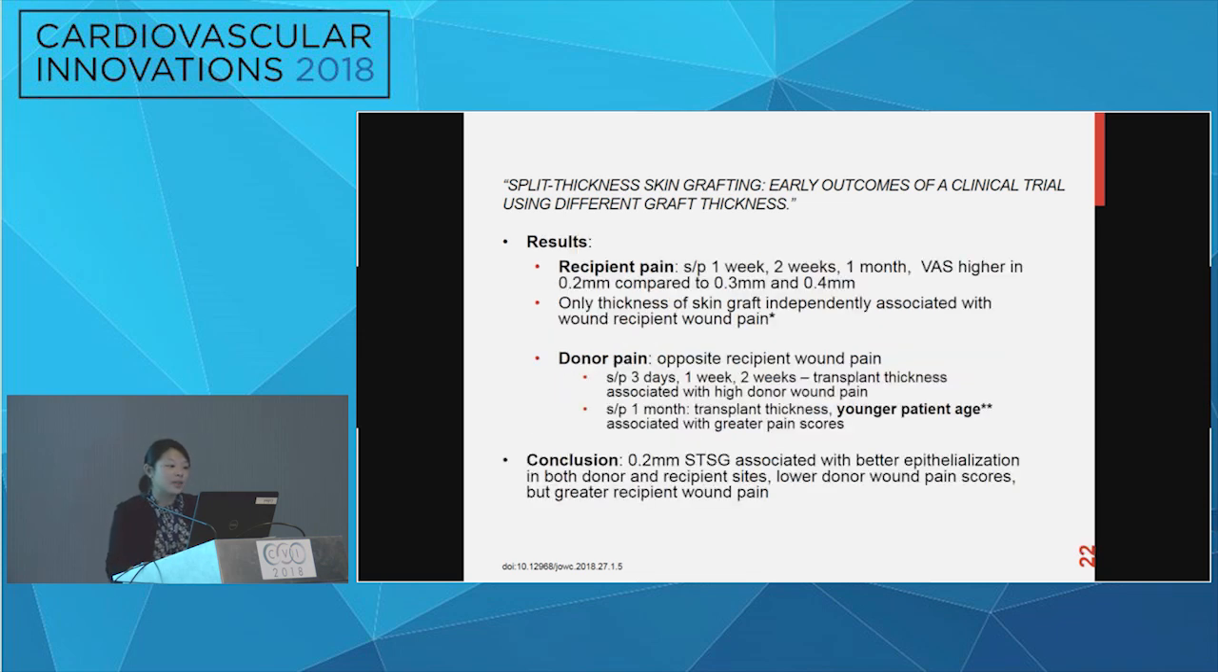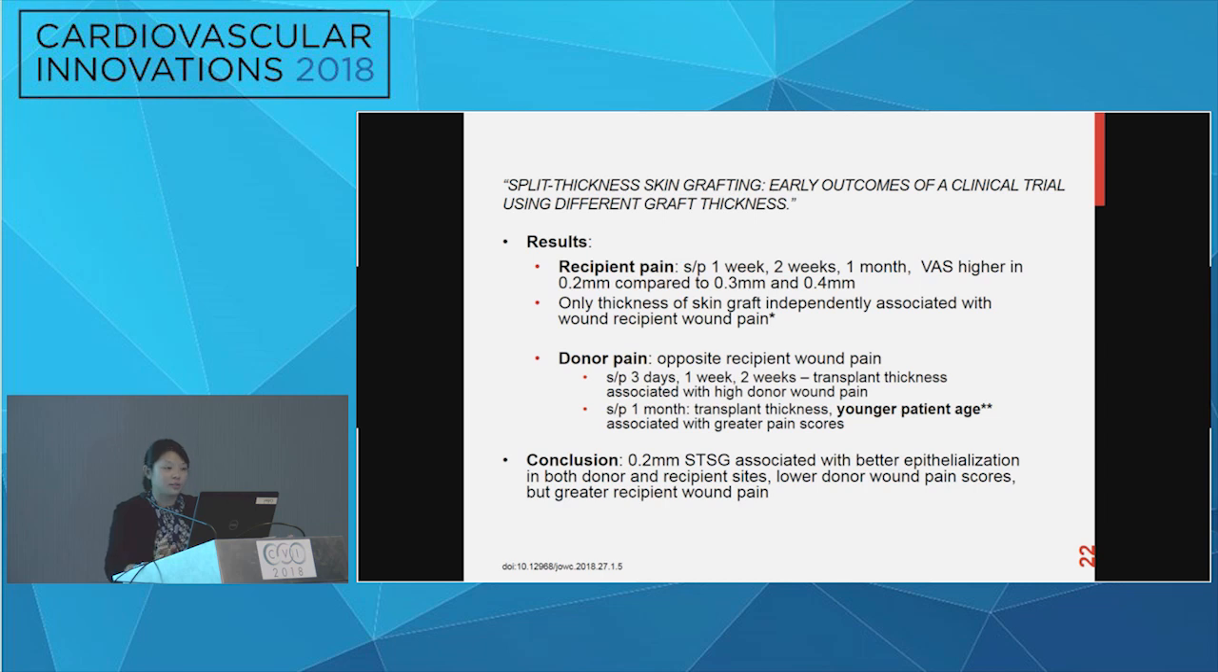Pain-wise, and this actually surprised me, but when they talked about it, it made sense. The patients who had received the thinner skin grafts had more pain at the recipient site, and it's because they were receiving a thinner layer of tissue to that site. So it wasn't as much coverage, more pain. And at the donor site, it was what was expected. The thicker the graft you take, the more pain they have at that donor site. And this was seen at 3 days, 1 week, and 2 weeks post-op. At 1 month post-op, however, they said a younger patient age was also associated with more pain at the donor site. And this is because with older individuals, there is decreased perception, so they perceive less pain there.